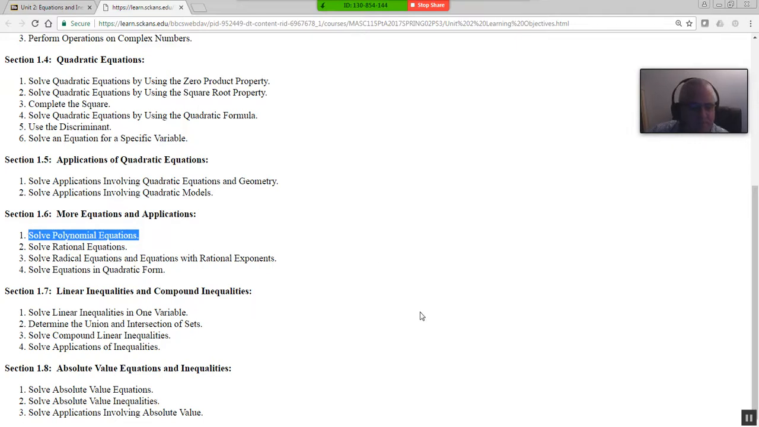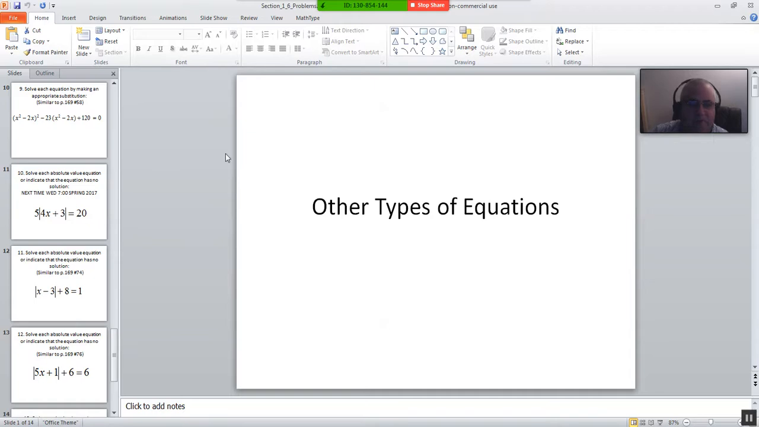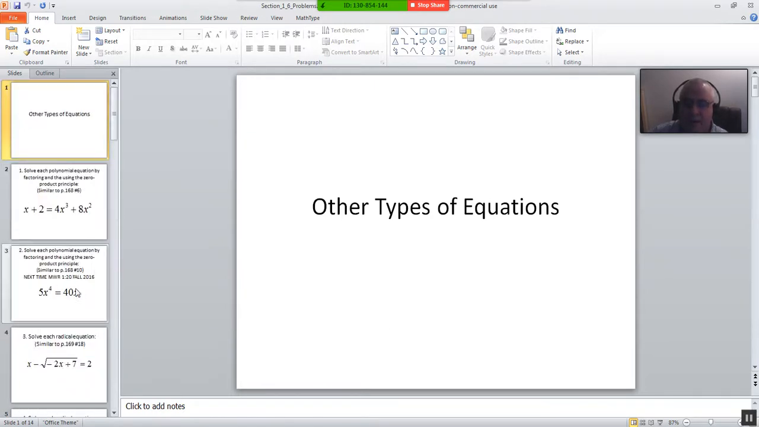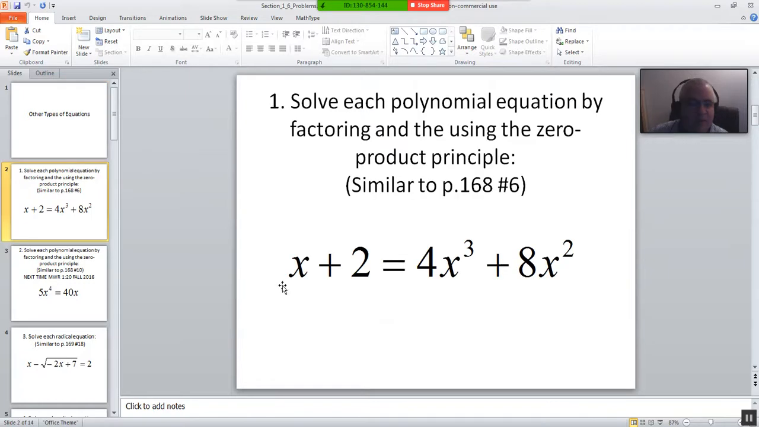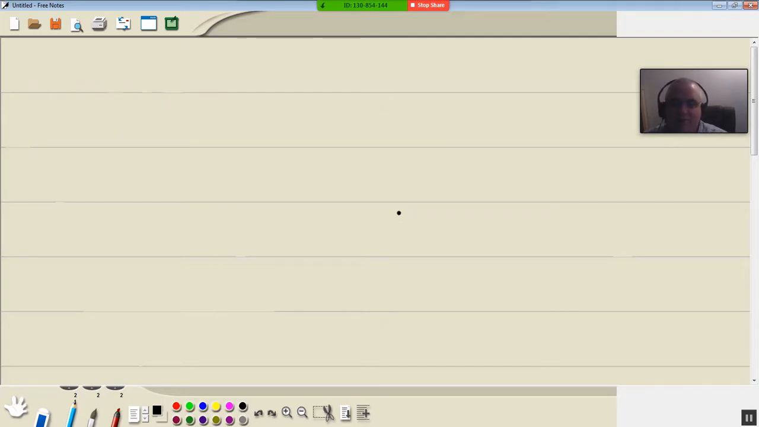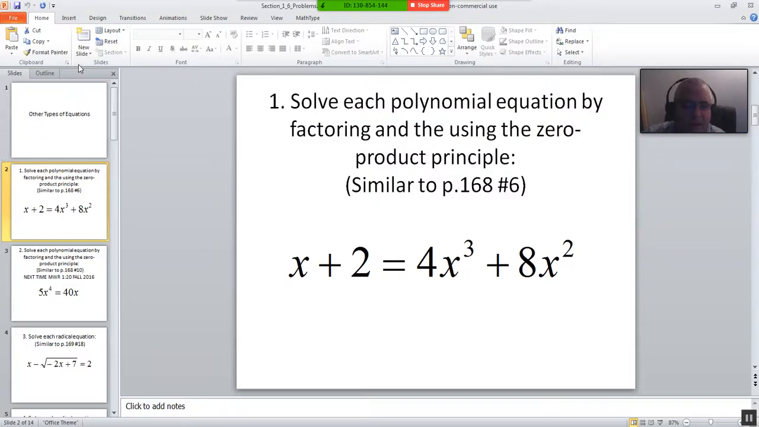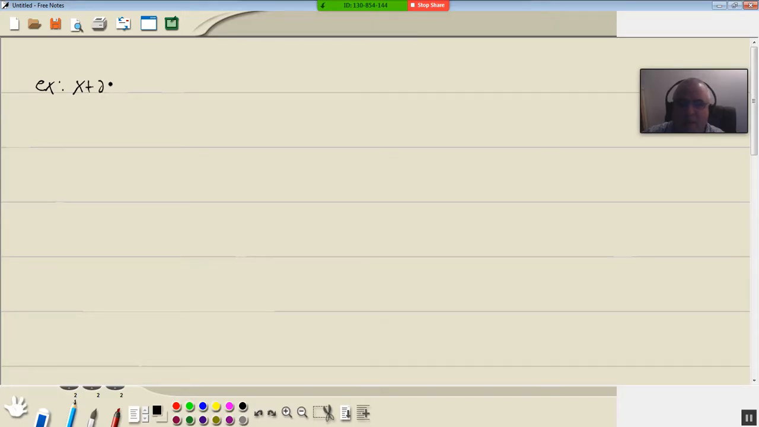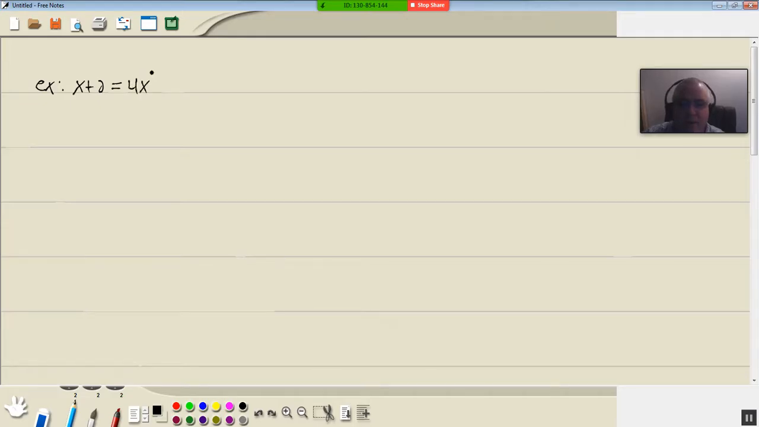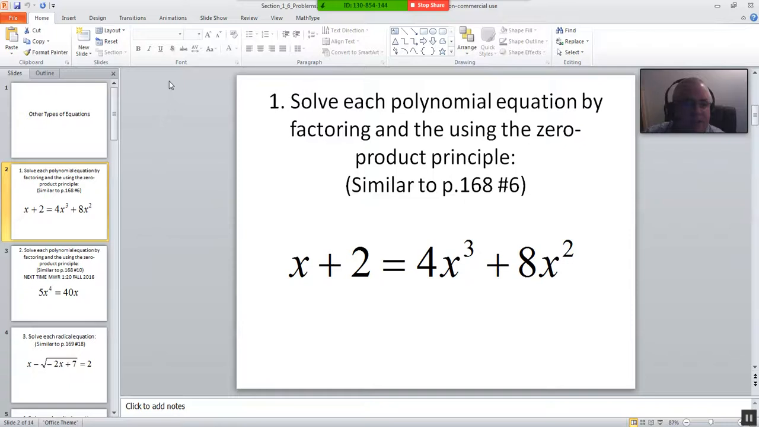And I think I got one here. A polynomial equation. This would be a good example. I can't make these up, so I went ahead before I started and located some of these. These take a lot more thought to make up. x plus 2 is equal to 4x to the third plus 8x squared.